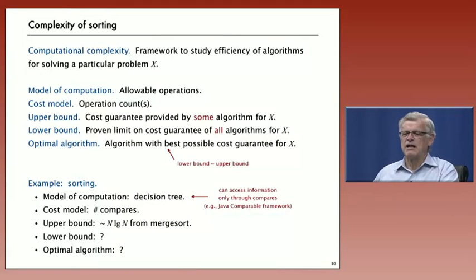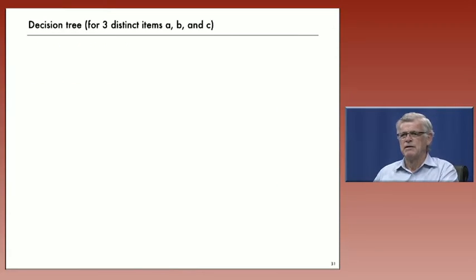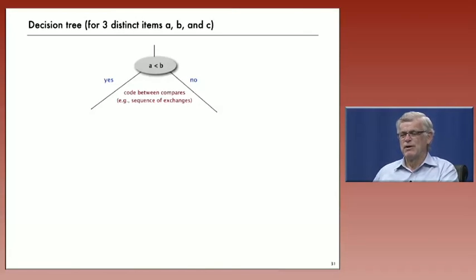And what we'll look at now is the lower bound. There's a trivial lower bound which says you have to look at all the data. That's n. And we'll look at a better lower bound and see that merge sort is optimal. So here's the basic idea for proving a lower bound for sorting. Let's say we have three different items, A, B, and C. Whatever algorithm we have is going to first do a comparison between two of the items. Let's say they're A and B.